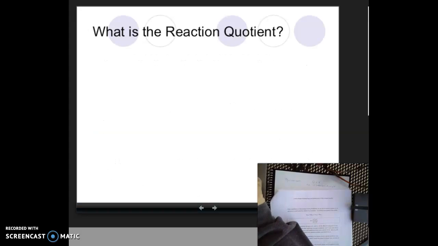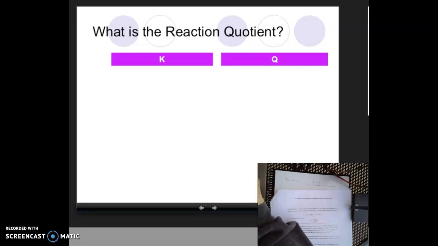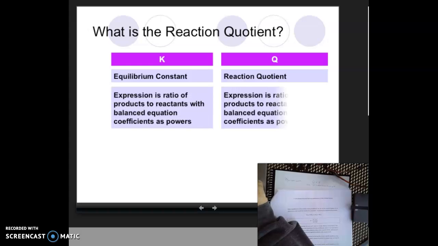If it is at any other set of conditions besides equilibrium, then we call that not the equilibrium constant, but Q, the reaction quotient. This is a capital Q. It's not to be confused with our lowercase q, which is heat in joules, from our calorimetry. You remember that? Otherwise, these are pretty much the same. It's an expression of the ratio of the products to the reactants. We raise them to the powers of their coefficients from the balanced equation.